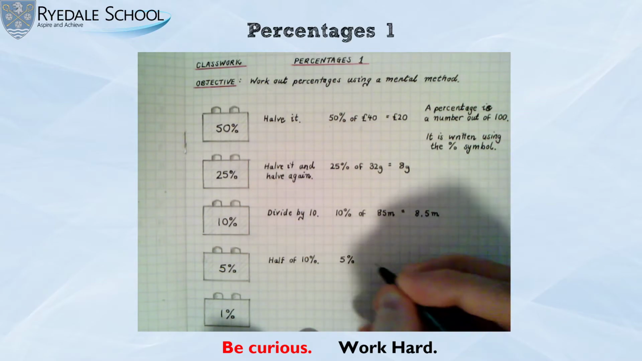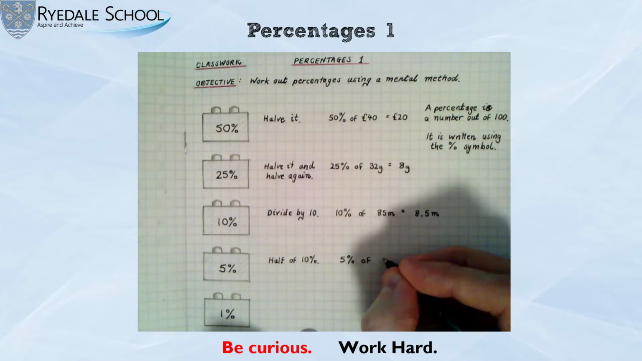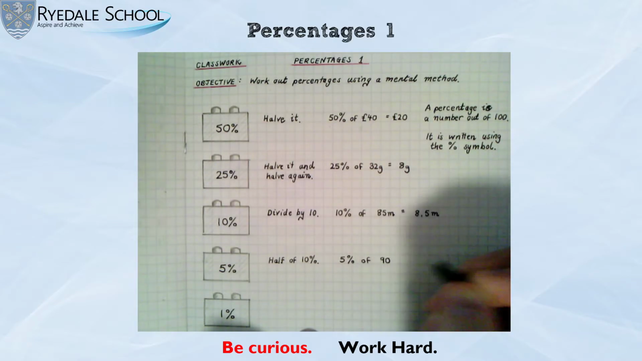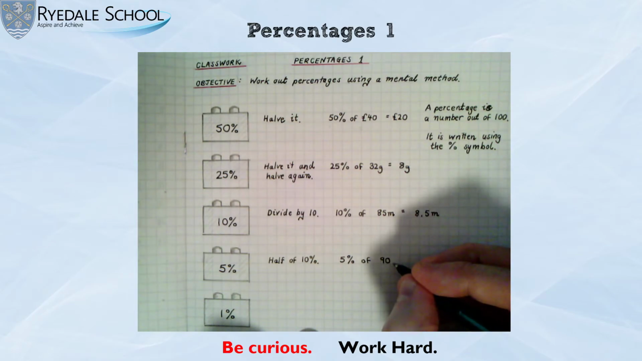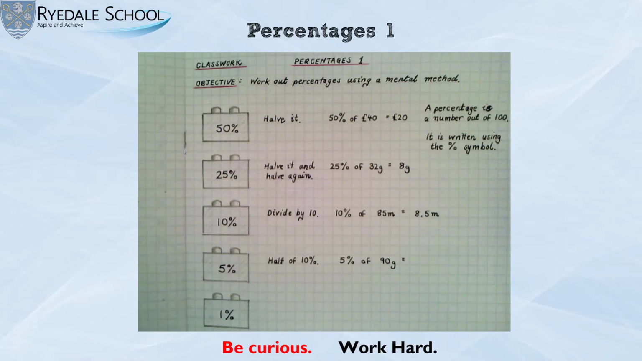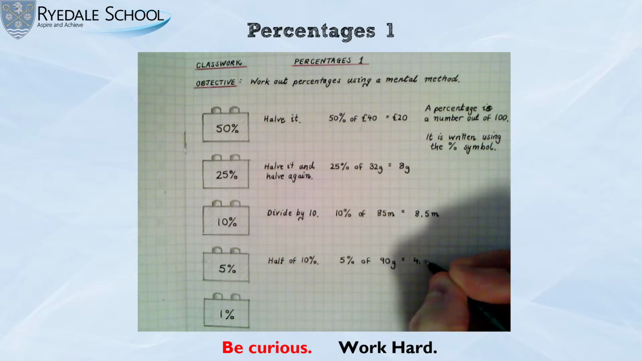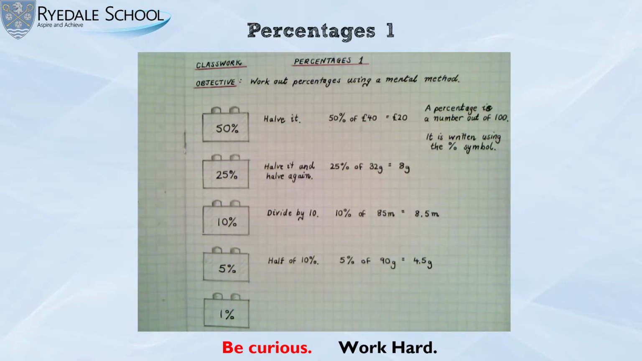5% of, this time let's have 90 grams. Well, if I wanted to do 10%, I would divide by 10. And 90 divided by 10 is 9. And then I would need to do half of 9. And half of 9 is 4.5. So the answer to that one would be 4.5 grams.